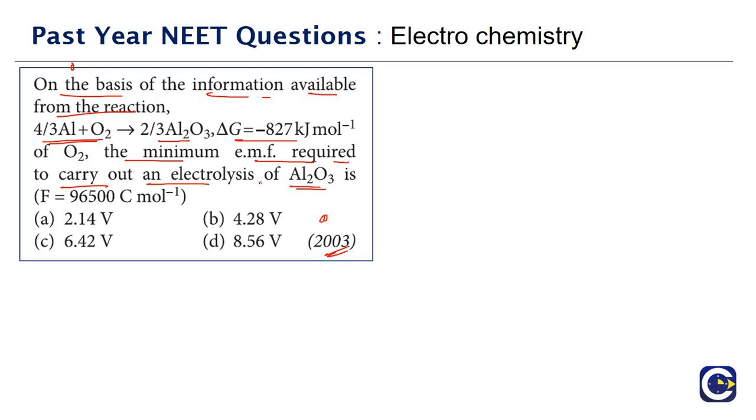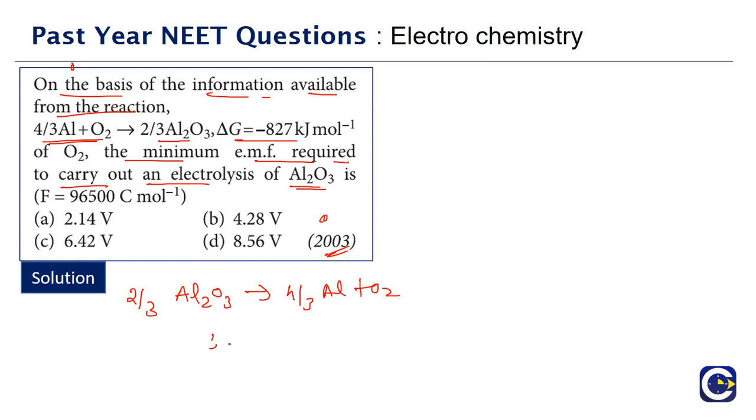See, electrolysis of Al2O3 means what? Exactly the reverse reaction is going to happen. In electrolysis of Al2O3, the Al2O3 is going to get reduced and we are going to get aluminum. So the reaction we will see there is 2/3 Al2O3 gives rise to 4/3 Al plus O2. For this reaction, what will be the del G value? If you reverse it, the del G will also become what?